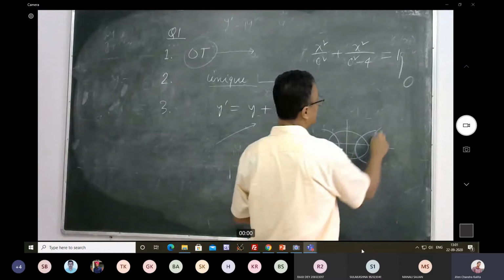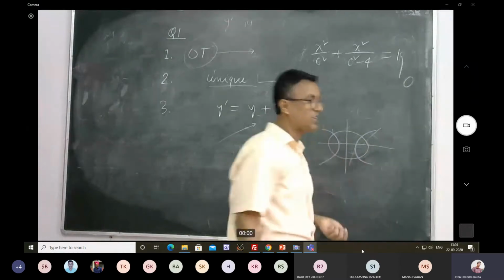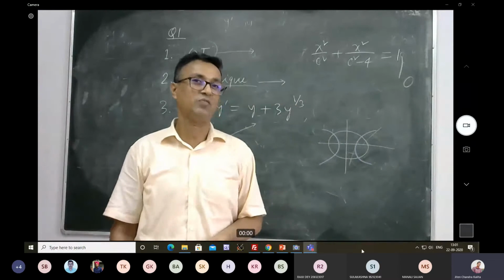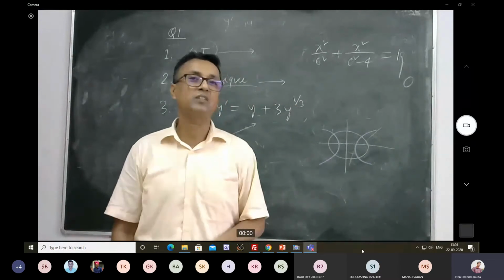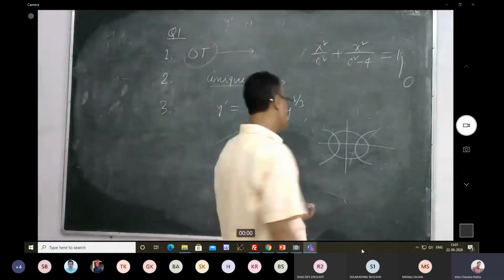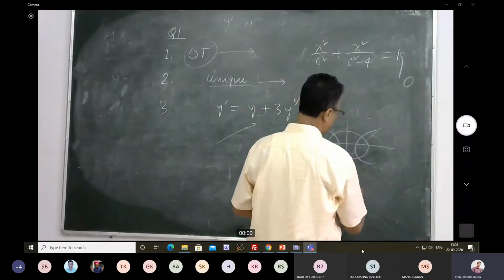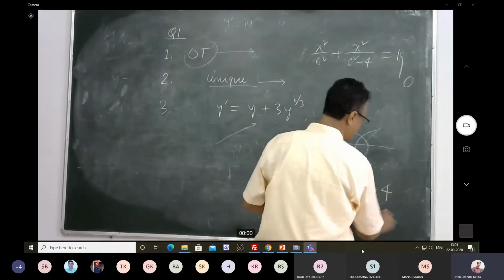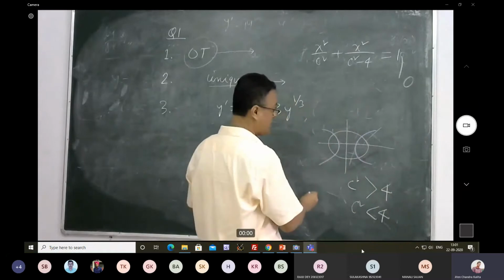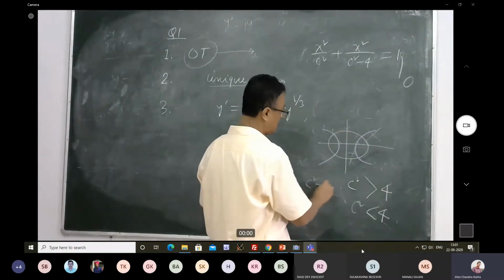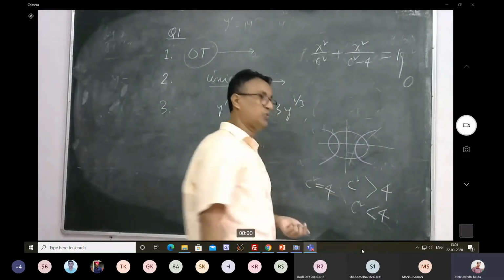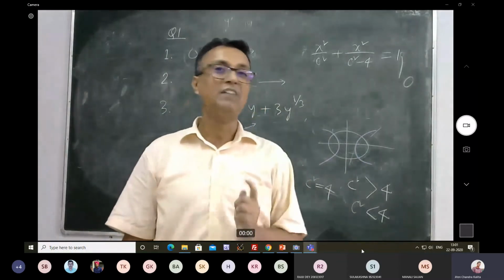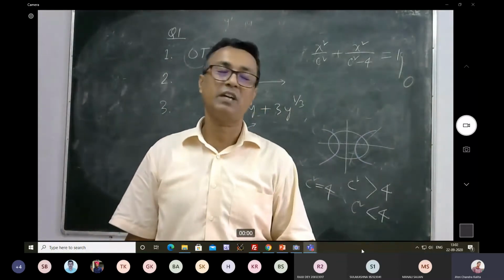But it doesn't necessarily mean that this part is also going to be another ellipse, isn't it? You have to give justification for that. And since you are PhD students, not only for c square greater than 4 and c square less than 4, you have to give me explanation for c square equal to 4 also. One or two people have given that. I'm very happy about it. Otherwise, you are not going to get full marks.